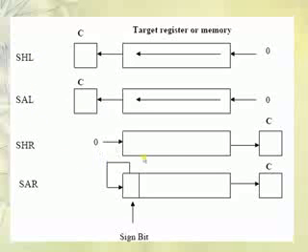Shift right: the content inside this register or memory location will be shifted towards the right side, and the LSB will be moved into the carry flag, and the vacated positions on the MSB side will be filled up with zeros. And shift arithmetic right, where the MSB is preserved initially, and from there it carries out the shift right operation.